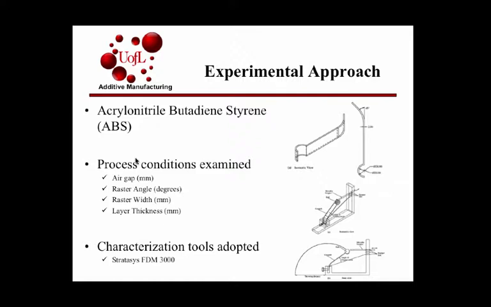The four processes, or the four conditions, that they looked at were air gap, raster angle, raster width, and layer thickness, all in millimeters and degrees. And again, it was on a Stratasys FDM 3000.